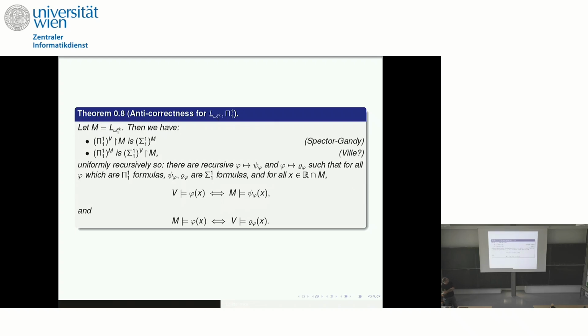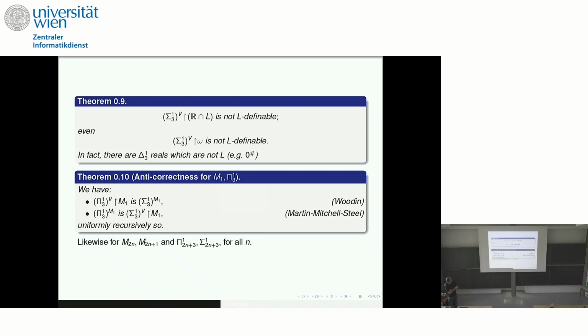So there are recursive functions that map pi 1 1 formulas phi to sigma 1 1 formulas psi of phi and rho of phi here. And so V satisfies the pi 1 1 formula phi if and only if L omega 1 ck satisfies this sigma 1 1 formula here, that's recursively produced from phi. And likewise in the other direction, there's a recursive mapping like that. And so this goes up through the MNs as well, on the odd sides of the MNs.